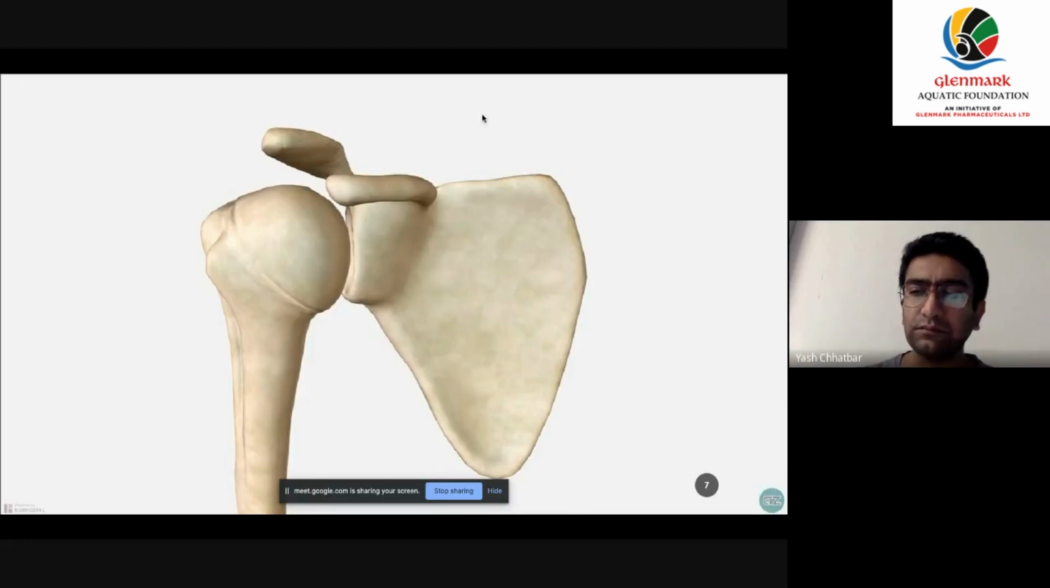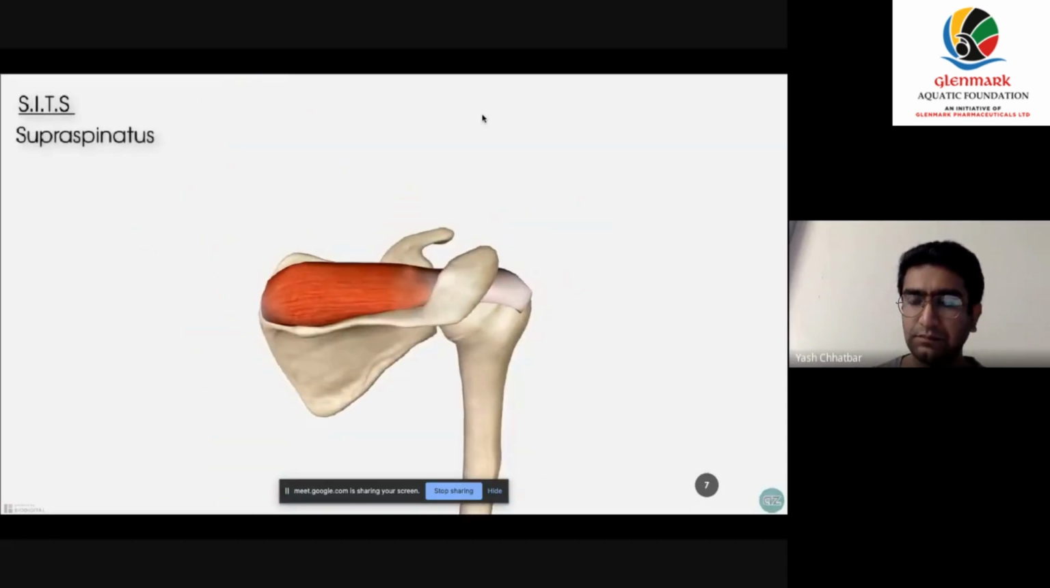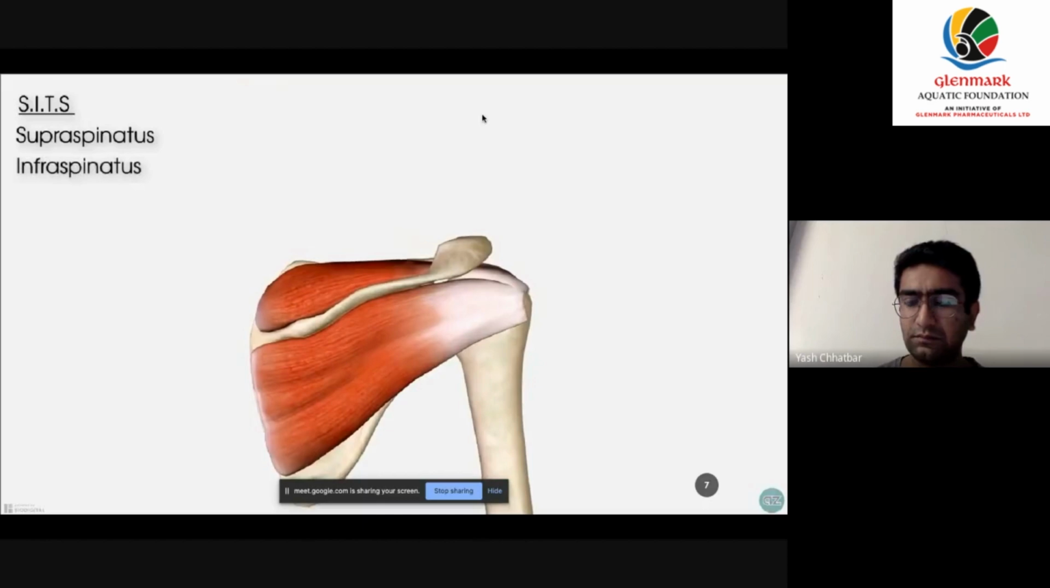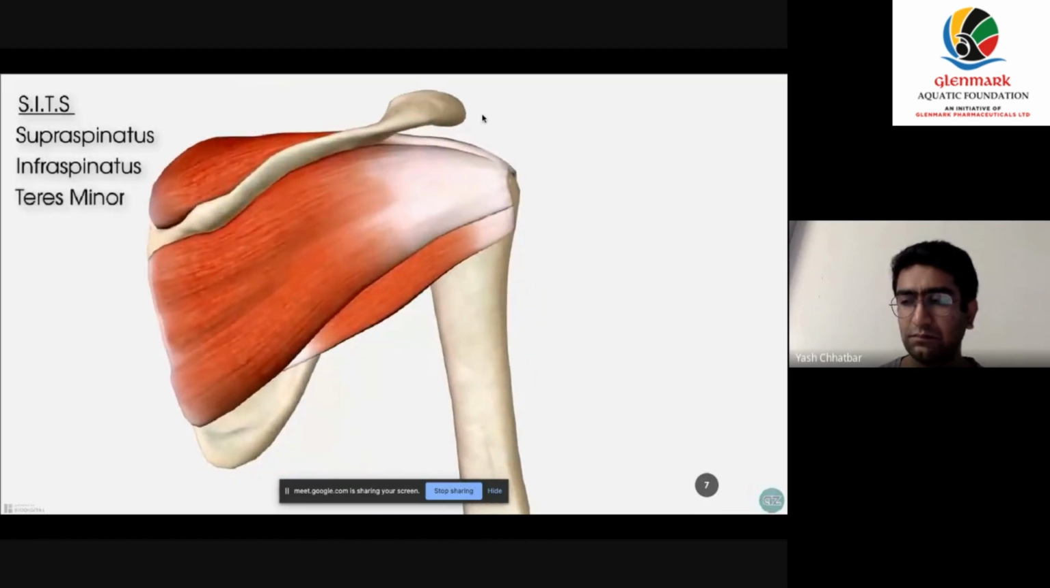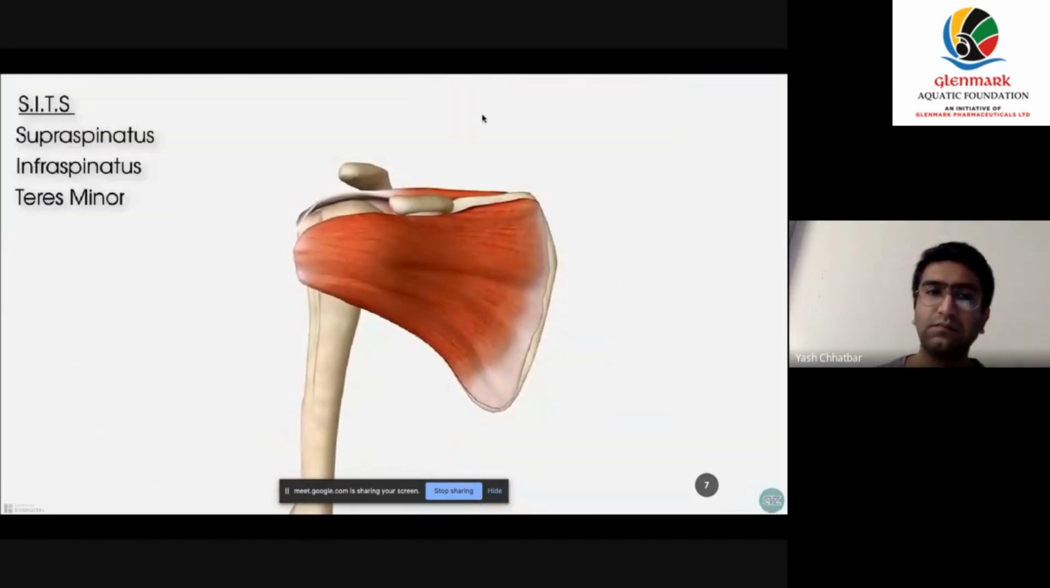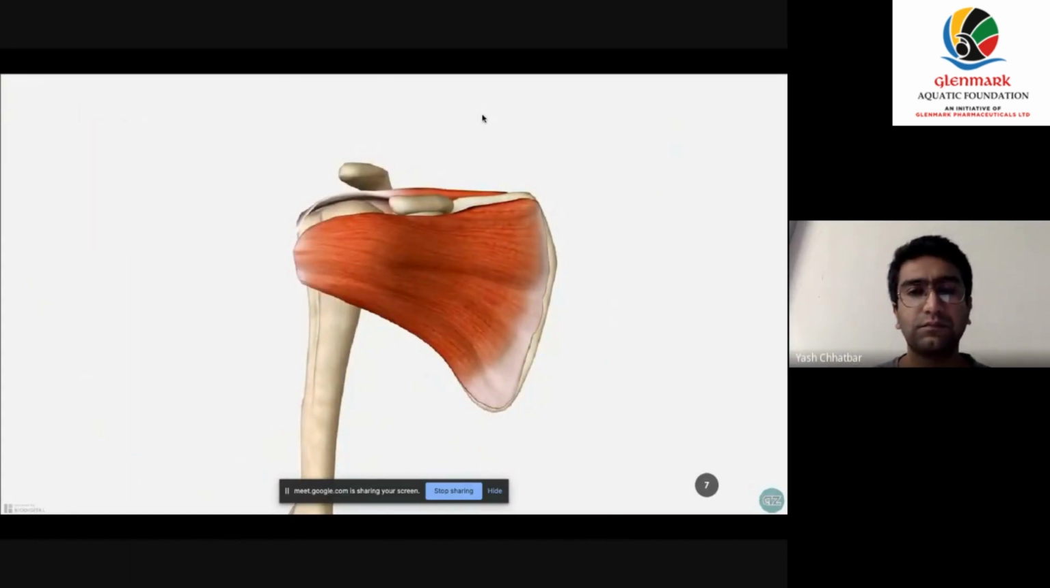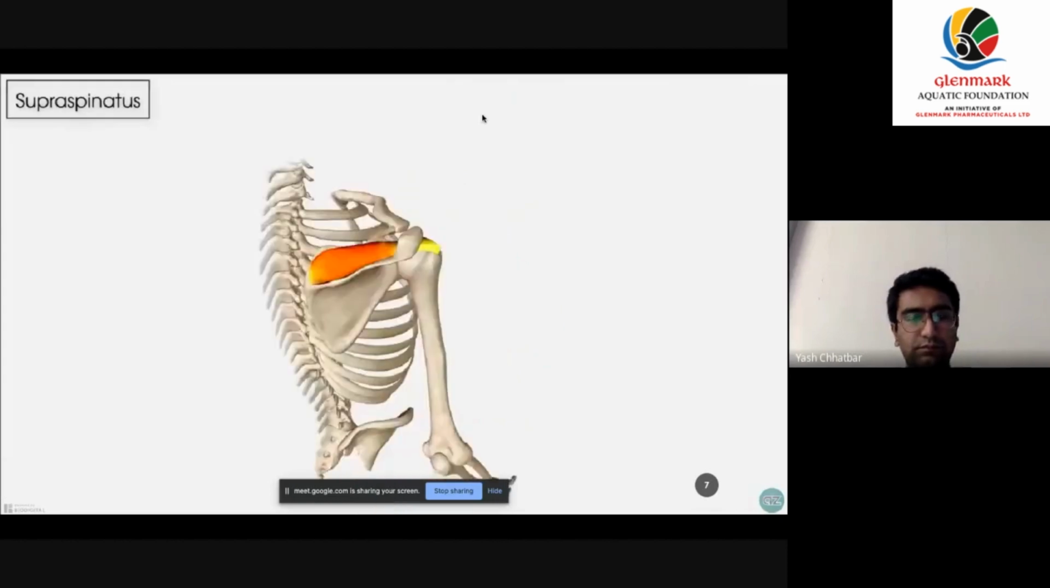To regain stability, we have 4 rotator cuff muscles, which can be remembered by the acronym SITS: Supraspinatus, Infraspinatus, Teres minor, and on the anterior surface of the scapula, the Subscapularis. In this tutorial, we'll discuss each one of these muscles in turn. The supraspinatus originates in the supraspinous fossa.